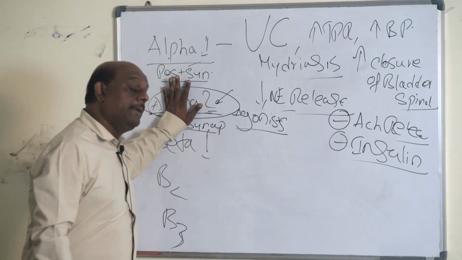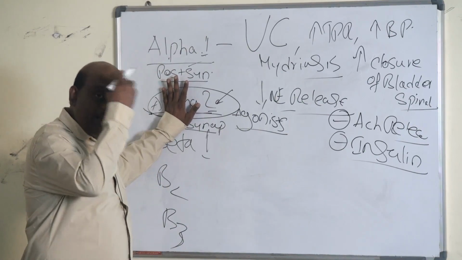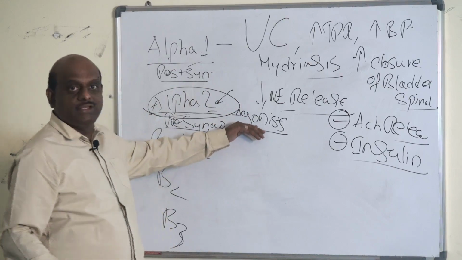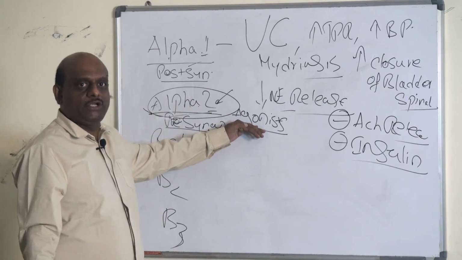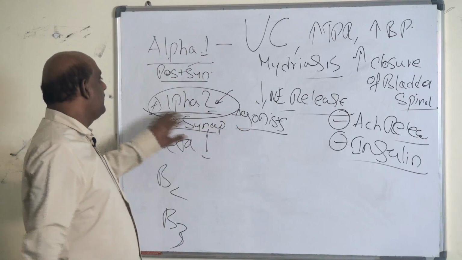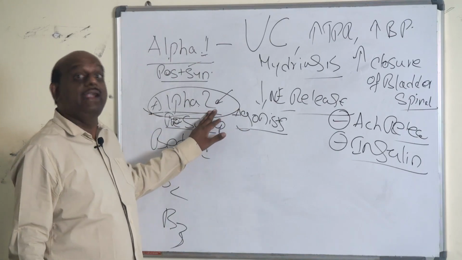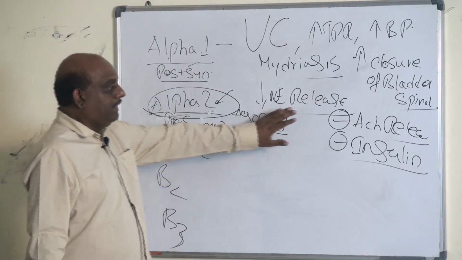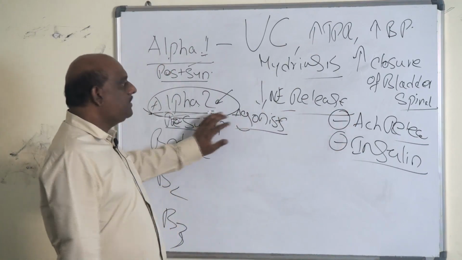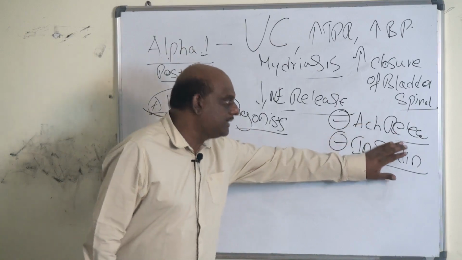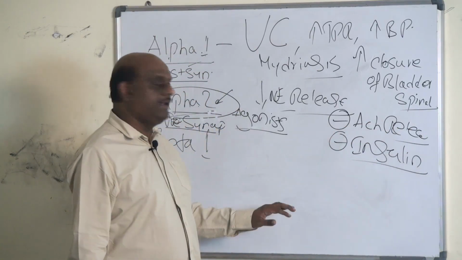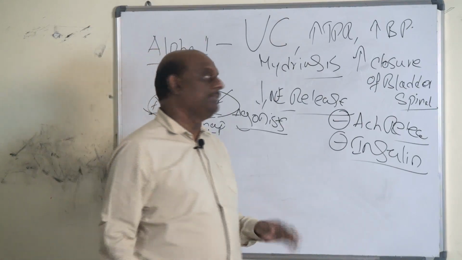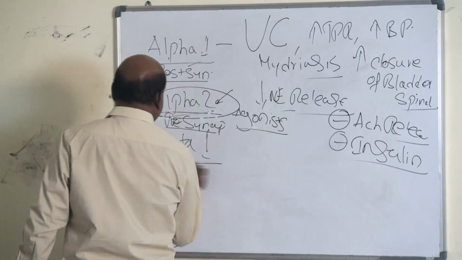Alpha 2 is called presynaptic. Central alpha 2 receptors, when they are stimulated, decrease the norepinephrine release and prevent sympathetic output, and that is the reason we use alpha 2 agonists as antihypertensives like clonidine. Alpha 2 agonists also inhibit the acetylcholine release and inhibit the insulin release; you are not going to forget. Now comes the beta 1.